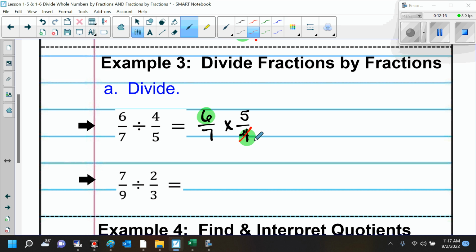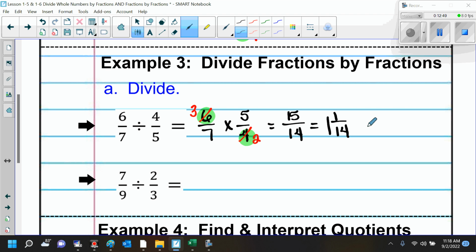So 4 divided by 2 is 2. 6 divided by 2 is 3. And then when we multiply straight across, we get 15 fourteenths. And now we can change that to a mixed number. How many times is 14 going into 15? 1. With how many left over? 1. So that's 1 and 1/14. Is everybody clear? Let's do this next one.